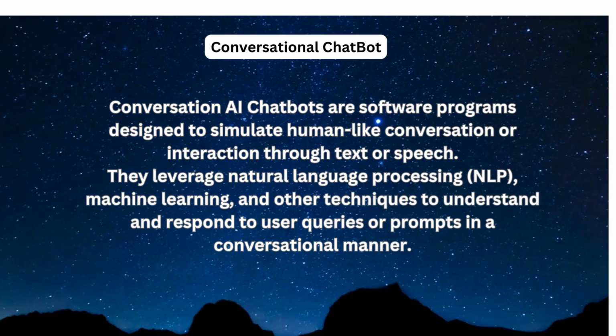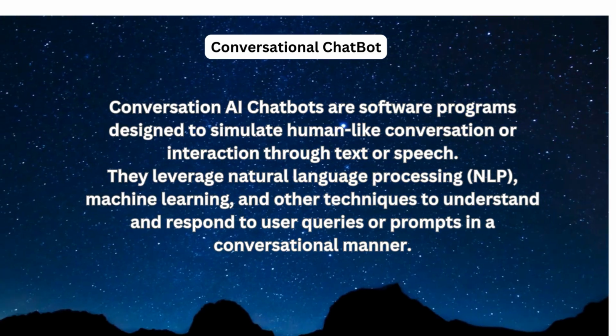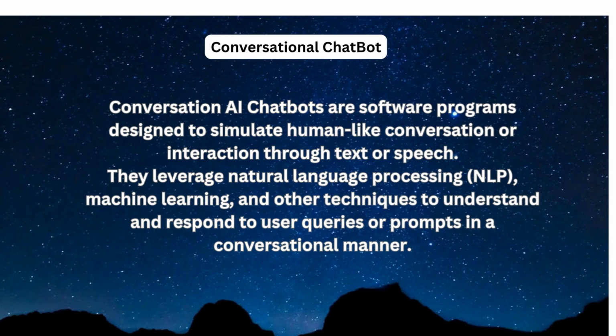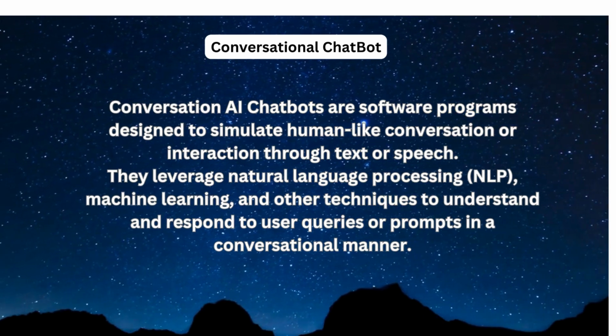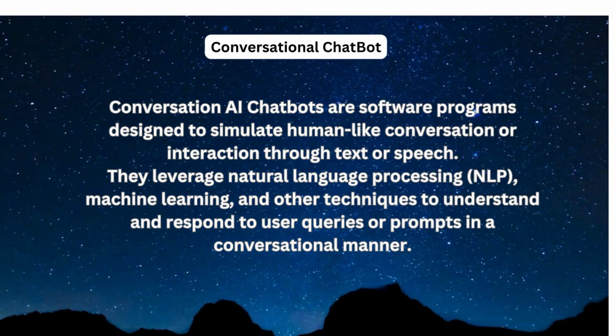Conversational AI chatbots are software programs designed to simulate human-like conversation or interaction through text or speech. They leverage natural language processing (NLP), machine learning, and other techniques to understand and respond to users' queries or prompts in a conversational manner.